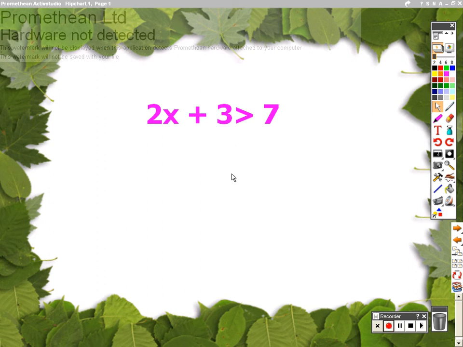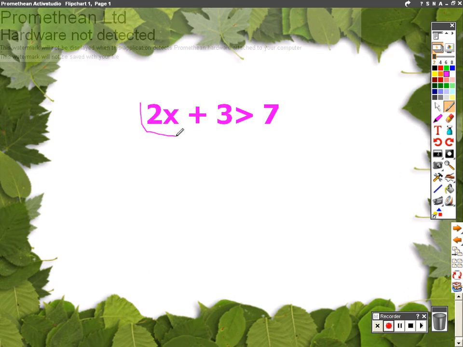Hi, in this video we're going to learn how to solve and graph inequalities. Now it's fairly simple and it's very related to what you've already done. So I'm going to start by boxing my variable, and I need to get rid of this positive 3, so I'm going to subtract 3 from both sides. This 3 cancels and that gives me 2x.